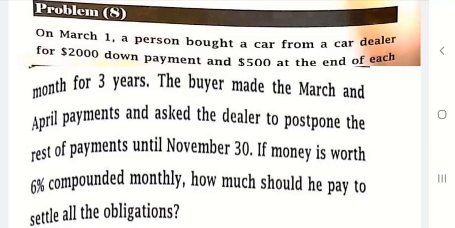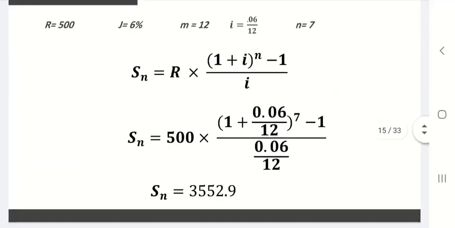And for J equals 6% compounded monthly, so J equals 6%, M equals 12, and I equals 6% over 12. By substituting for R equals 500, J equals 6%, I equals 6% over 12, and N equals 7, S sub N will be equal 3552.